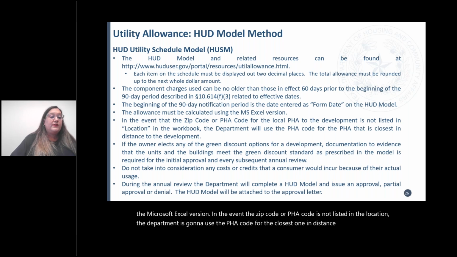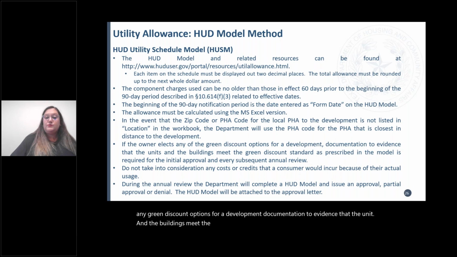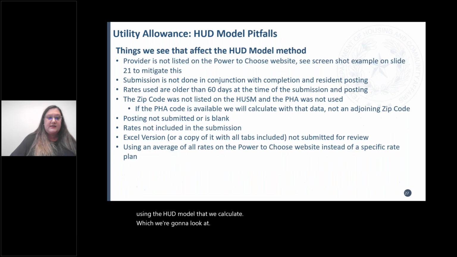If the owner elects any green discount options for a development, documentation to evidence that the units and the buildings meet the green discount standard as prescribed in the model is required for the initial approval and every subsequent annual review. So if you're saying you're Energy Star, you've got to send us those Energy Star certificates for each unit. You will not take into consideration any costs or credits that a consumer would incur because of their actual usage. During the annual review, the department will complete a HUD model and issue an approval using the HUD model that we calculate, which we're going to look at in just a second.